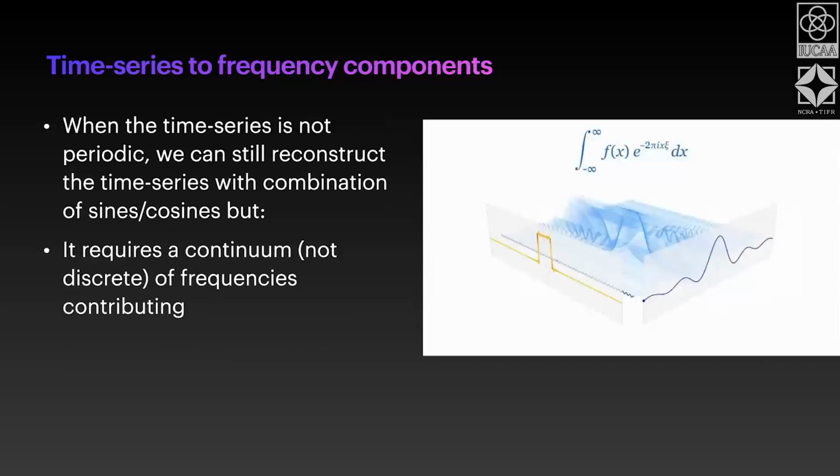So what happens if the time series we are interested in is not periodic? Here is an example where we are taking a non-periodic function. It's essentially like a Dirac function. And this function can also be reconstructed using frequencies, except you'll need to take a Fourier transform, and it will have a continuum of frequencies that contribute towards recreating this time series. So that is what is depicted over here.